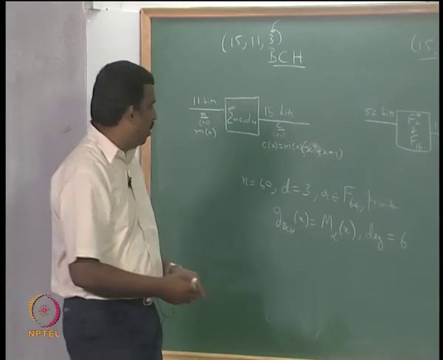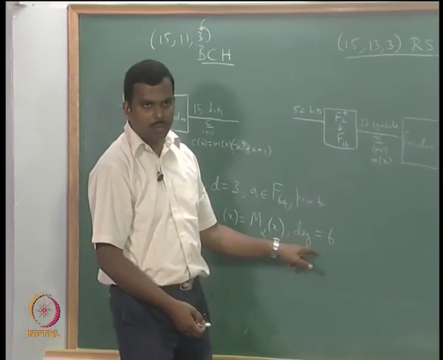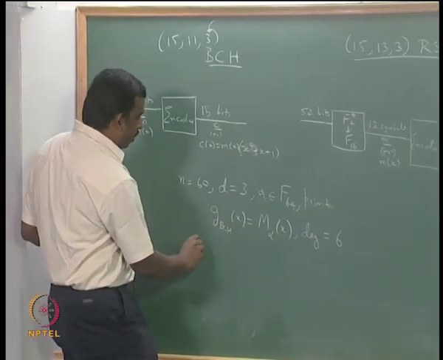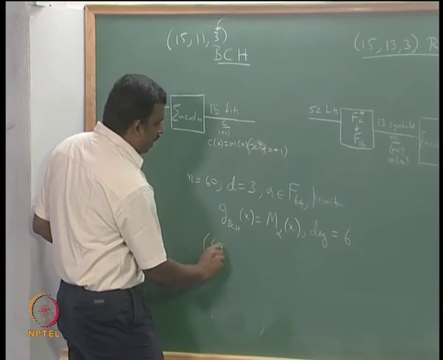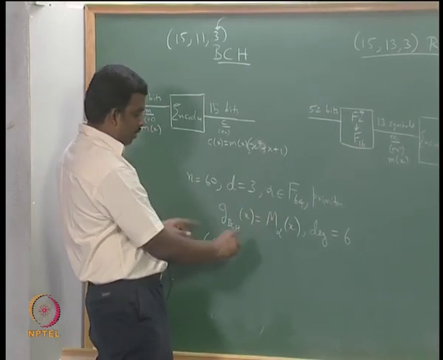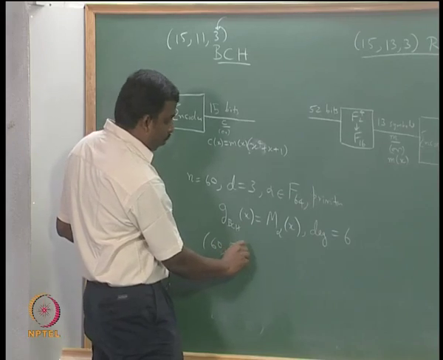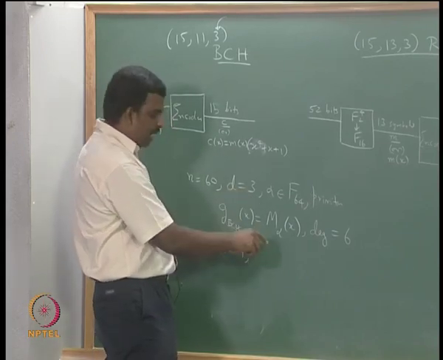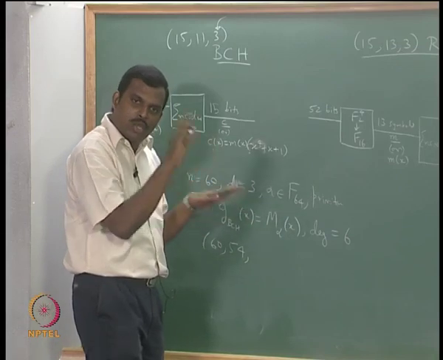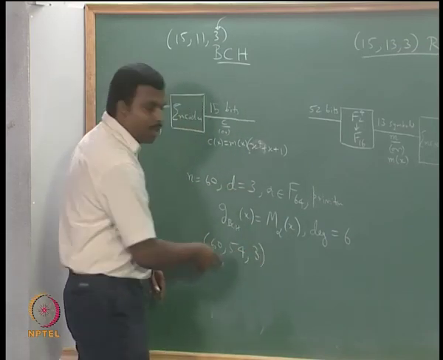So g of x has degree 6. So what is this code now? n equals 60, k is 54 and d is at least 3. In this case, believe me, you can go see the tables, the minimum distance will be equal to 3.